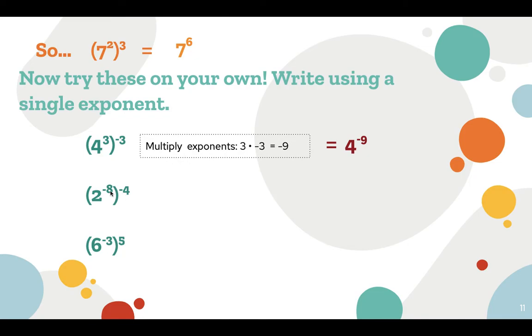This one, we're going to multiply our exponents. So negative 8 times negative 4, we have like signs, so our answer is going to be positive. 8 times 4 is 32, so our answer is going to be 2 to the 32nd power.